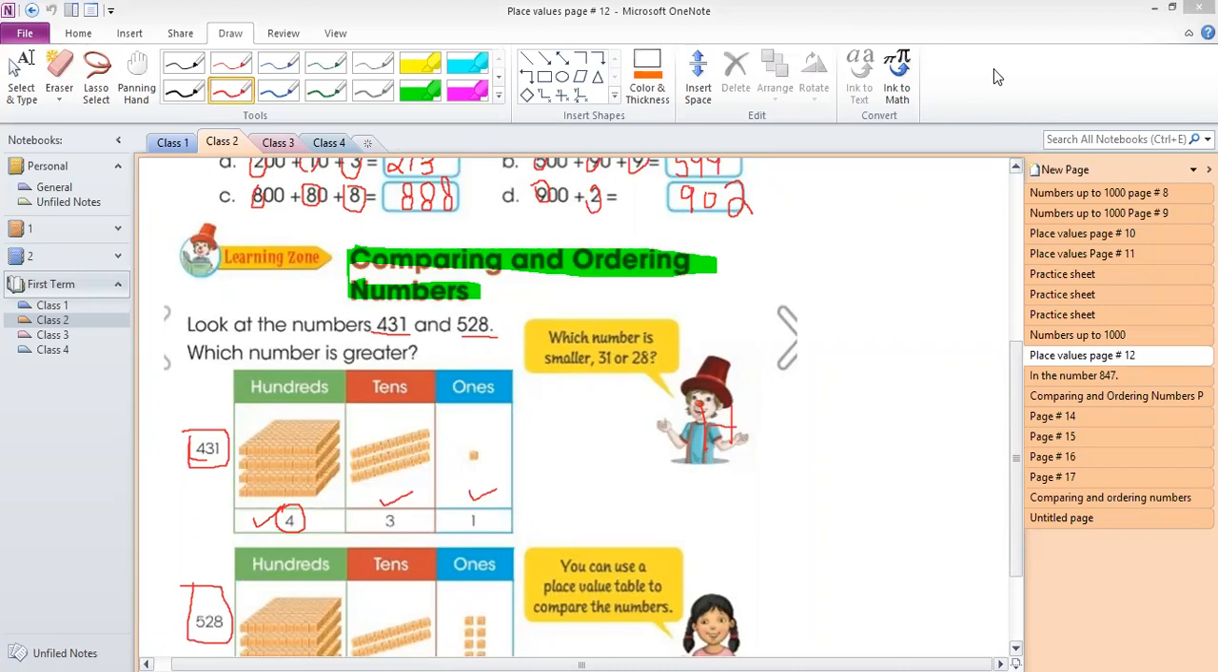Mathematics. In the last class, we started the topic comparing and ordering numbers, which was on page number 12. In that topic, we learned how to compare two numbers. We learned that whenever we have two numbers, first we will check their hundreds, then tens, then ones.